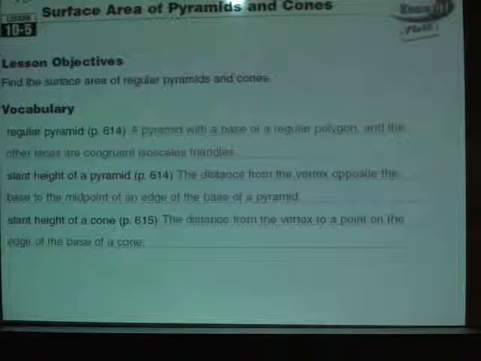Slant height of a cone, same idea. That's the distance from the vertex to the point on the edge of the base of the cone. So as we actually take our finger and slide it down from the vertex, the tippy top of the cone, to some point on the circle itself, that's going to be the slant height. Now, talking about the height of the cone, that's going to go from the tippy top to the middle of the circle, the center of the base. All right, that's just the regular height. We're talking about the slant height. If I ran my finger from the tippy top down the side of the cone, that's going to be the slant height.